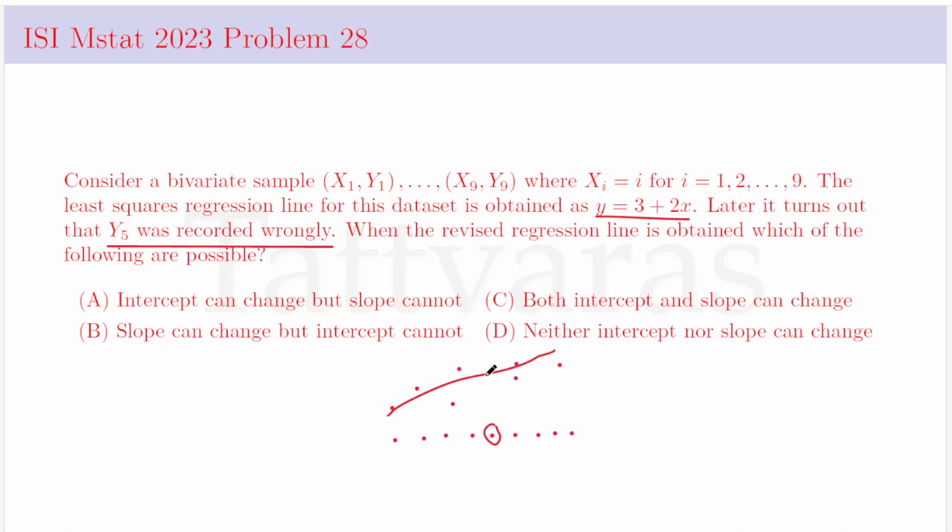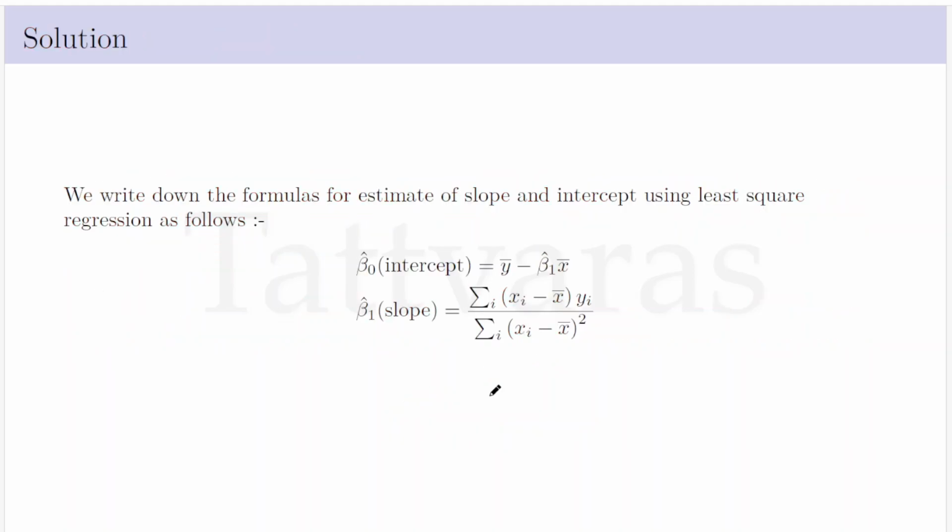If something is lying here, then basically it will not contribute, because we are actually taking a weighted average of the responses, and the weight is the difference of the covariate value from the average covariate value. For the central observation, that is y5, that particular weight is exactly 0, so it just vanishes. So this is the idea. Okay, let me formally explain that.